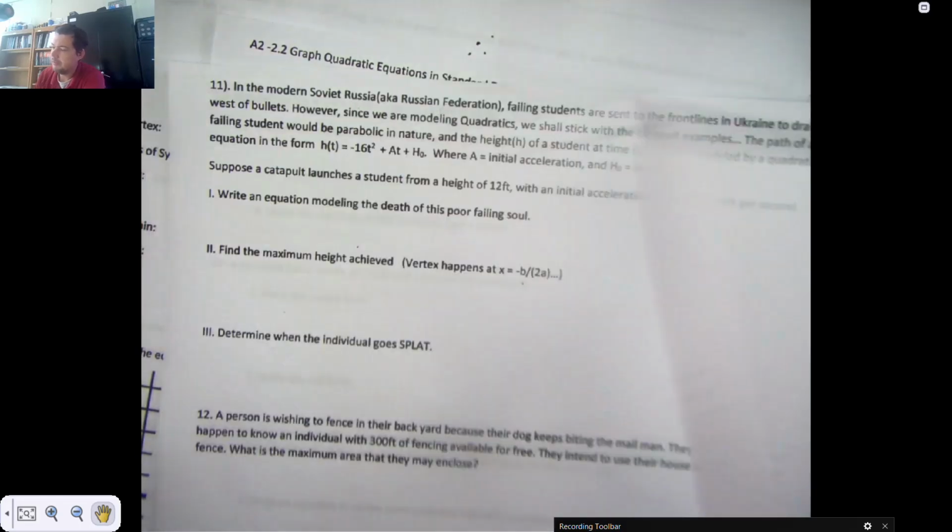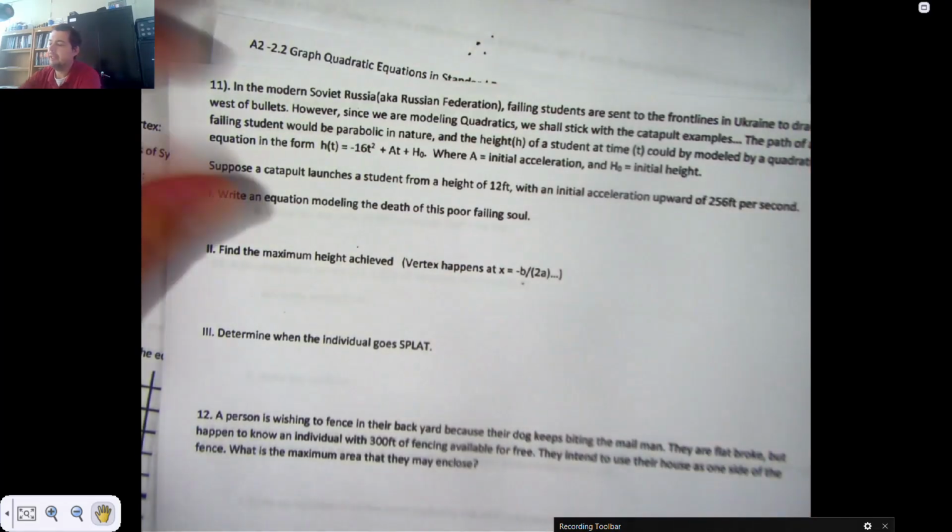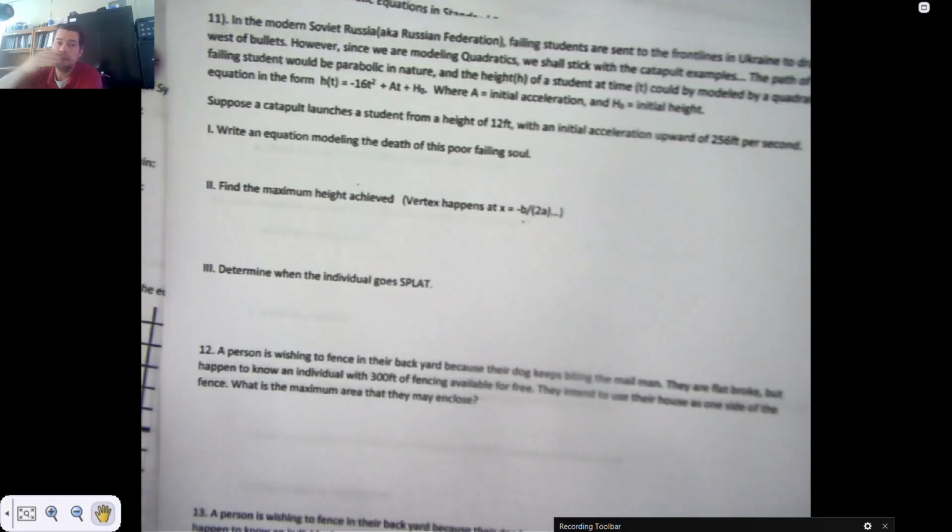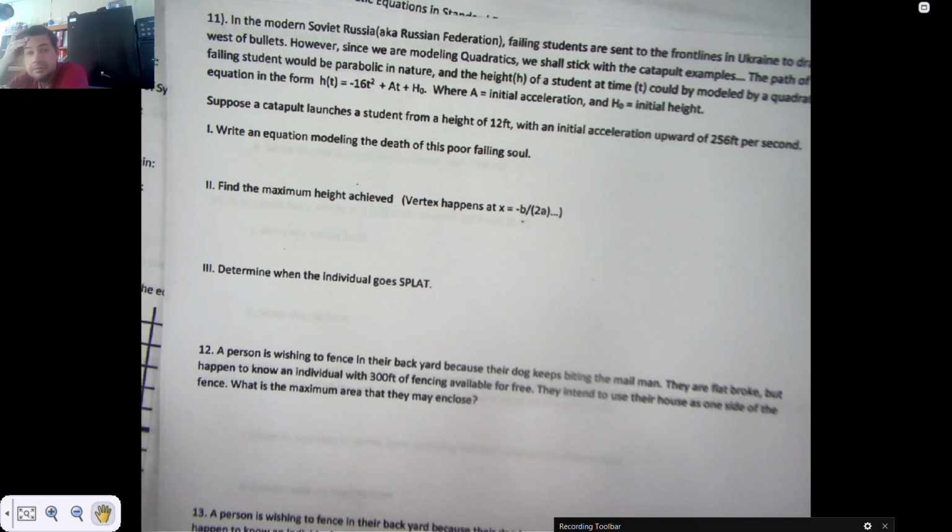Let's see here. I think there's 2 of these old Soviet Russia problems. Yeah. I'm fascinated by the Ukraine war, by the way, so I'm going to do 11. 10 works the same way. In the modern Soviet Russia, aka the Russian Federation, failing students are sent to the front lines in Ukraine to drain the West of bullets, because that's what's happening. However, since we are modeling quadratics, we will stick with the catapult examples. The Soviets were just cruel to their people. I say launched out of catapults, but if they didn't like you, they sent you to a work prison. That's what they did with you. Or they killed you. They killed more people than Hitler. The Soviets were bad.